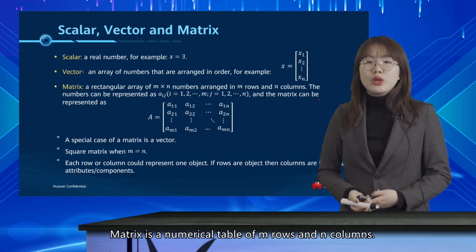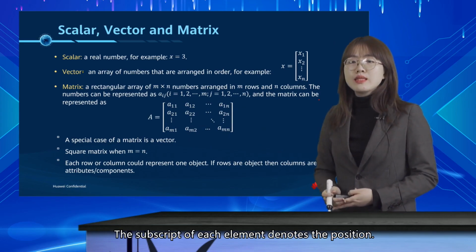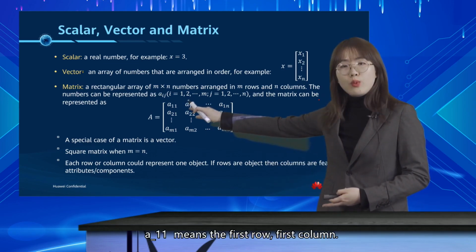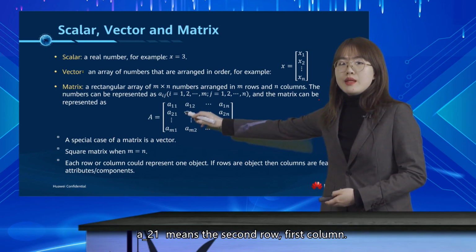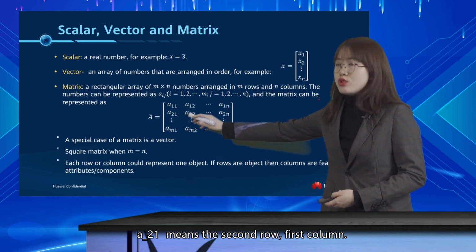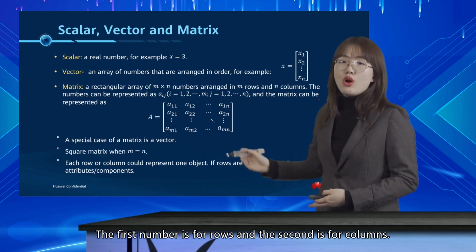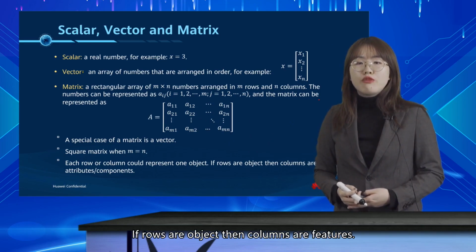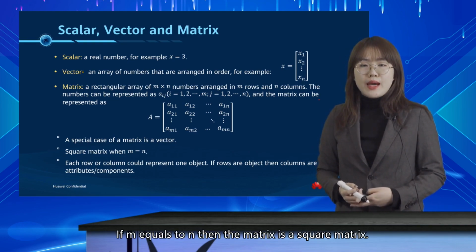A matrix is a numerical table of m rows and n columns. The subscript of each element denotes the position. For example, A11 means the first row and first column. A21 means the second row and first column. The first number is for the rows and the second is for the columns. Each row or column represents one object. If rows are objects, then columns are features. If m equals n, then the matrix is a square matrix.